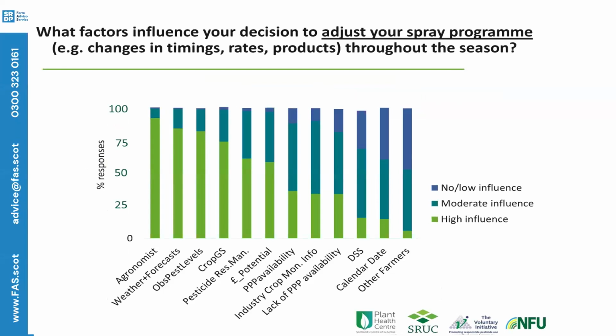Obvious things there like weather, crop growth stage. People are thinking about pesticide resistance when they're adjusting and planning. They're often reacting to a lack of pesticide availability, changing plans. And then quite pleasingly, things like calendar date appear as a very low influence. So it's not great practice to just spray according to the calendar. And that comes out as a low influence.